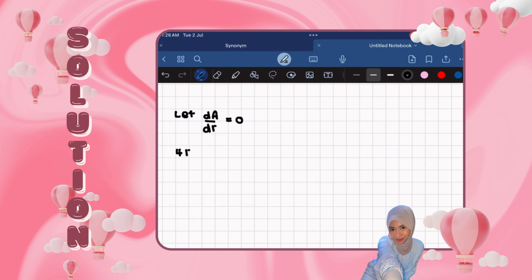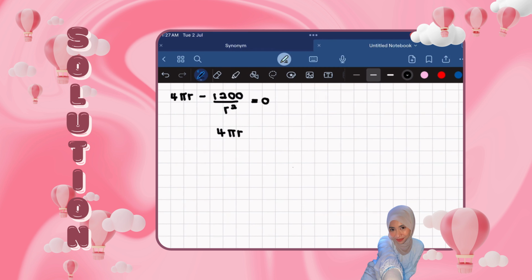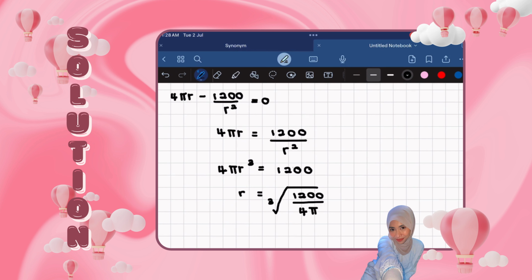So, 4πr − 1200/r² equals 0. So, 4πr equals 1200/r². And then, we need to move r² to the left. So, it will become 4πr³ equals 1200. And then, r equals the cube root of 1200 over 4π. And we will get the answer of r, which is 4.57 centimeter.